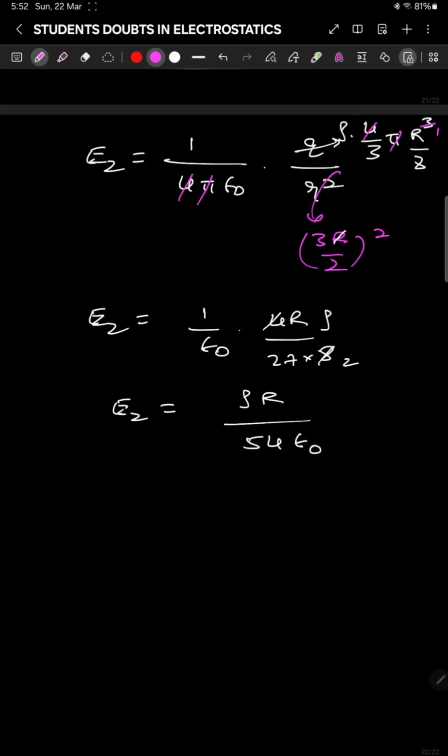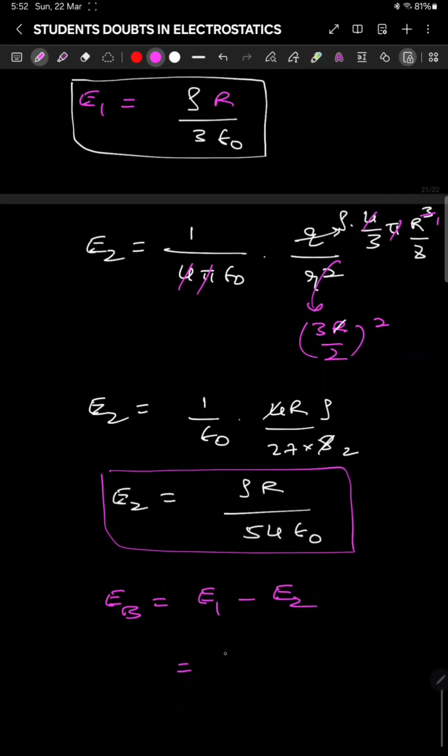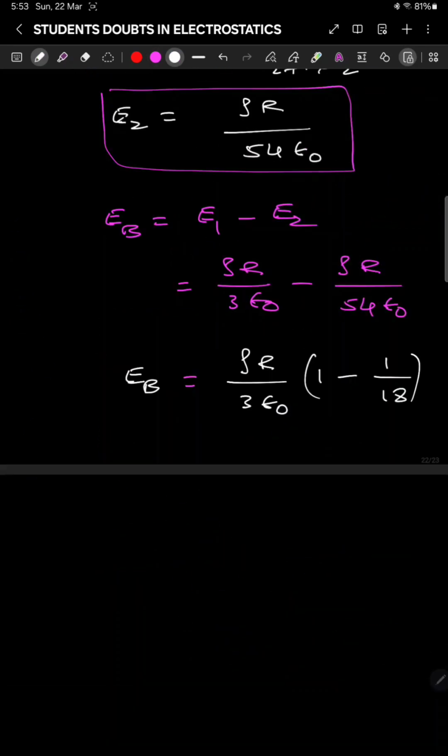Now, E2 is the electric field due to small sphere at point B. So now final electric field at B will be equal to, due to whole sphere electric field is E1, due to small sphere electric field is E2. If you remove E2, you will get electric field with cavity. So E1 value rho R by 3 epsilon naught minus E2 value rho R by 54 epsilon naught. So electric field at B will be equal to rho R by 3 epsilon naught into 17 by 18.